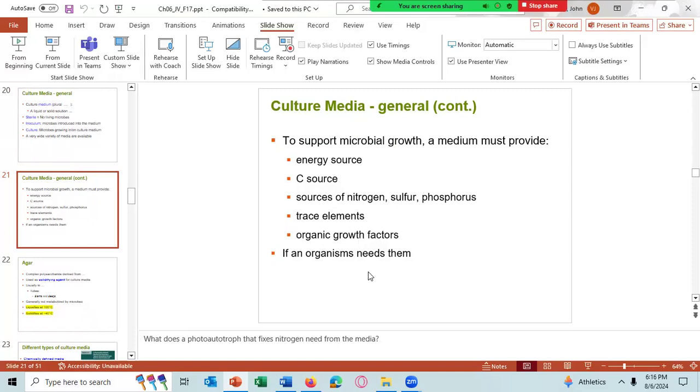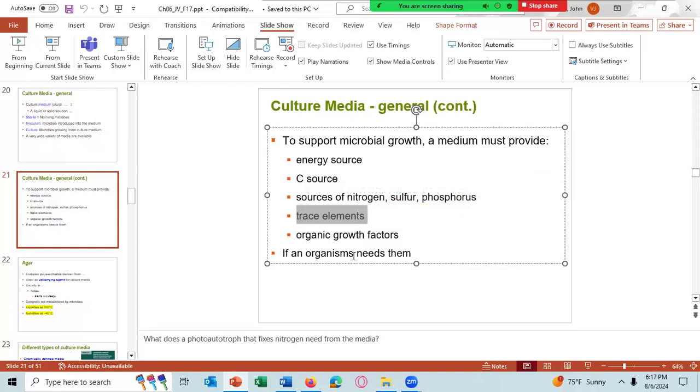If you were to grow an autotrophic microbe in the light, you do not need an energy source because the light will provide the energy. You do not need a carbon source because it's an autotroph. It can get carbon from carbon dioxide in the air or dissolved in the liquid media. You may need a nitrogen source, the exception being an autotroph that can actually fix nitrogen from the air. You would need a sulfur source. You wouldn't need a phosphorus source. You would need trace elements, but you can usually get them just by using tap water. And an autotroph would not need an organic growth factor. Any questions about any of that?